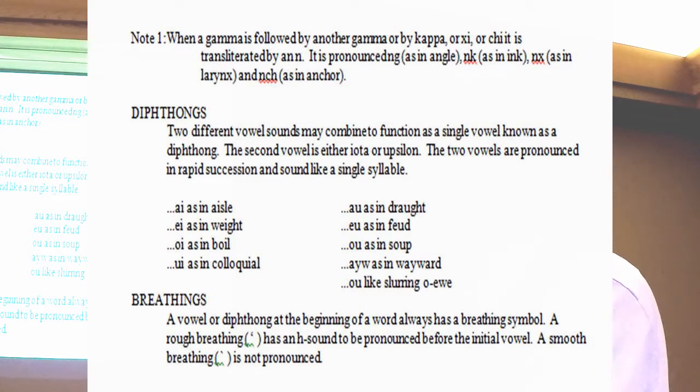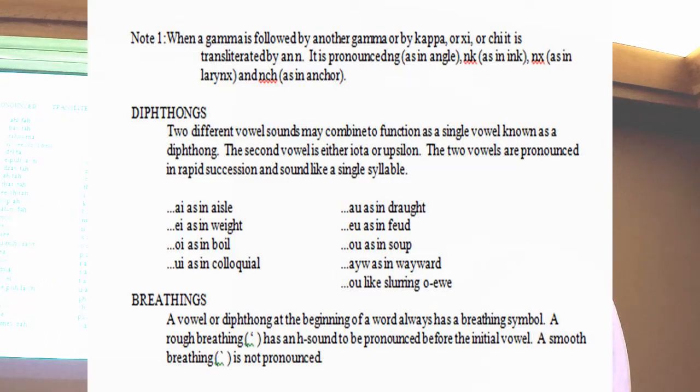So you can see there's special things when there's a gamma. It depends what follows it. If it's just a gamma, then it's a G sound. But we have to be careful with the gamma, and we have to be careful when there are two vowels together. I gave you the vowels back here. These are the vowels: alpha, epsilon, eta, iota, omicron, and upsilon, and omega. So it's very similar to English, but it's different.